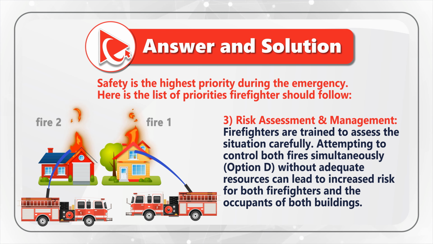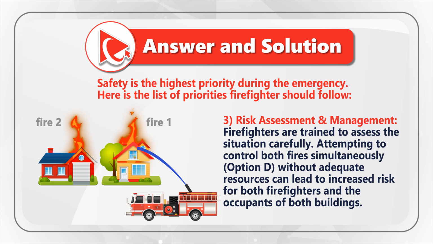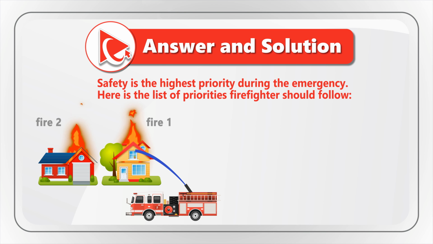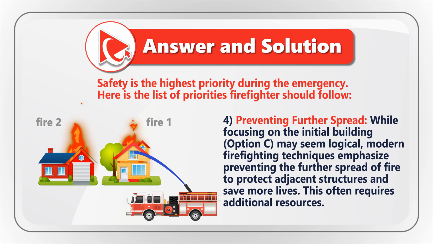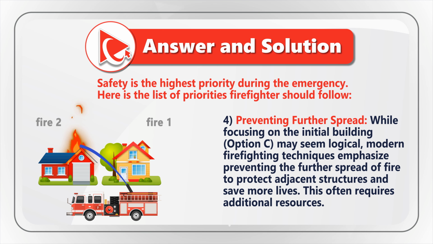Risk assessment and risk management fall into number 3 on the priority list for the firefighter. Firefighters are trained to assess the situation carefully. Attempting to control both fires simultaneously, which is presented by option D, without adequate resources can lead to increased risk for both firefighters and the occupants of both buildings. I think preventing further spread of the fire should be number 4 on the priority list. While focusing on the initial building, option C, may seem logical, modern firefighting techniques emphasize preventing the further spread of the fire to protect adjacent structures and save more lives. This often requires additional resources.